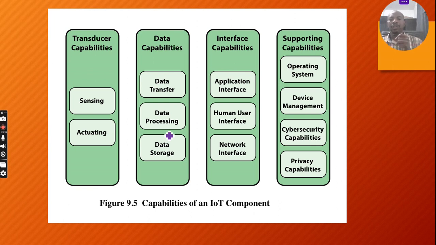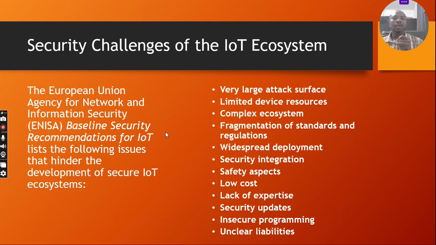They're able to support operating system, device management, security, cybersecurity capability, and privacy capability. Okay, now let's move on quickly. Now we look at the challenges of the Internet of Things ecosystem. Here, the European Union Agency for Network and Information Security, ENISA, baseline security recommendation for Internet of Things lists the following issues that hinder the development of a secure Internet of Things ecosystem. So these things that we're about to list hinder the development of a secure Internet of Things ecosystem.